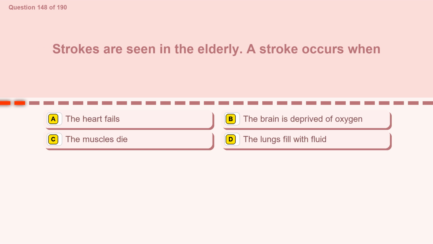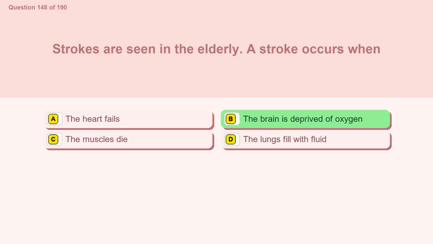Question 148. Strokes are seen in the elderly. A stroke occurs when: Option A. The heart fails. Option B. The brain is deprived of oxygen. Option C. The muscles die. Option D. The lungs fill with fluid.